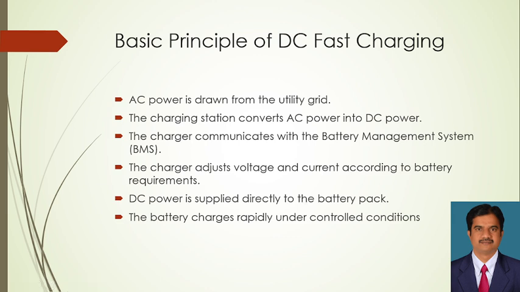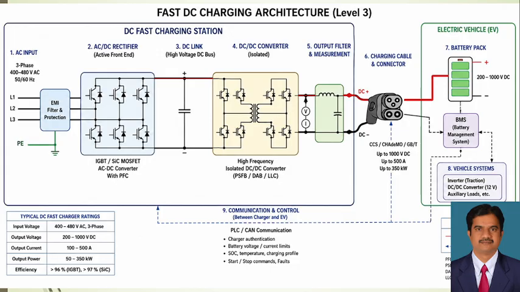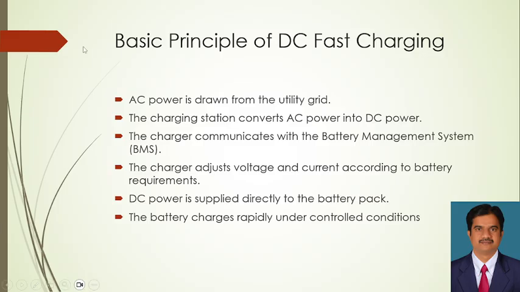So what is the basic principle in EV DC fast charging? AC power is drawn from the utility grid. The charging station converts AC power into DC power. Remember this point.